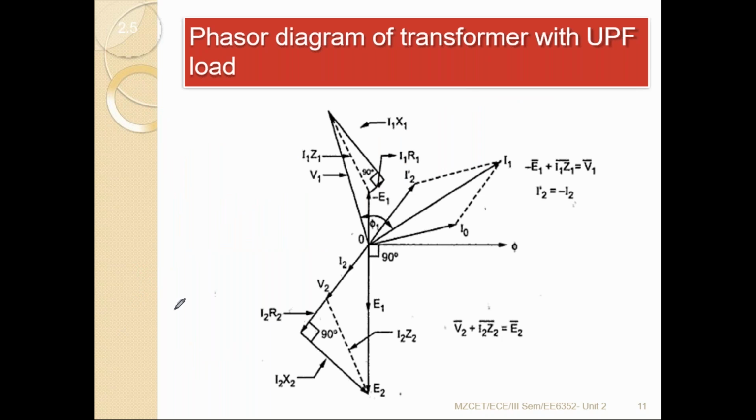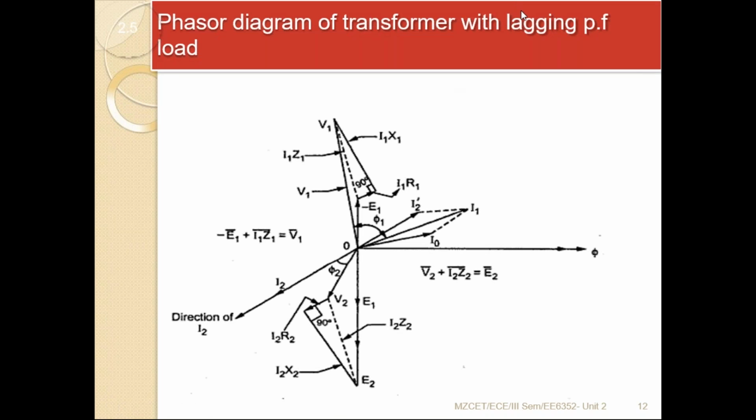Now we'll see the next case, when we connect the lagging, that is inductive, load. This is the phasor diagram of a transformer with lagging power factor. The whole phasor diagram is the same, only two parameters change: the secondary current and secondary voltage. When the current is above and the voltage is below, it has the lagging power factor. When V2 equals I2 it is unity power factor, and when V2 is above I2 it is lagging power factor.